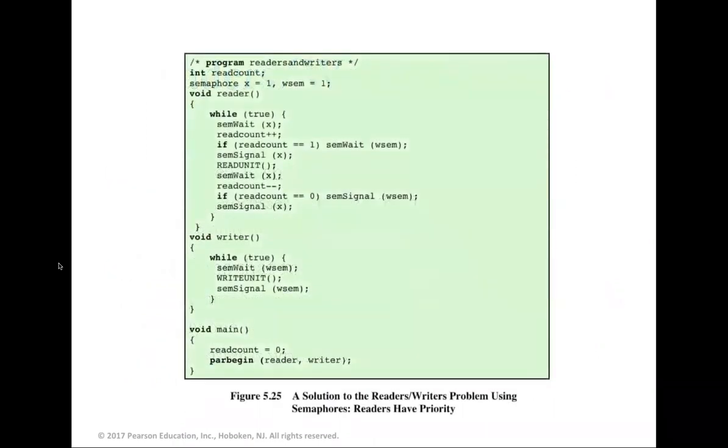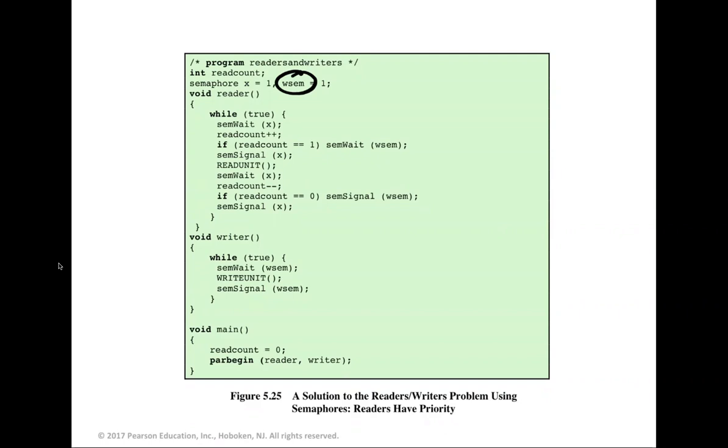The solution shows how we could enforce mutual execution using semaphores to solve the reader and writer problem. At this point, the writer process is simple. The semaphore, which is called WSEM, is used to enforce mutual execution. As long as one writer is accessing the shared data area, no other writers and no readers may access this data. The reader process also makes use of the semaphore to enforce mutual execution.